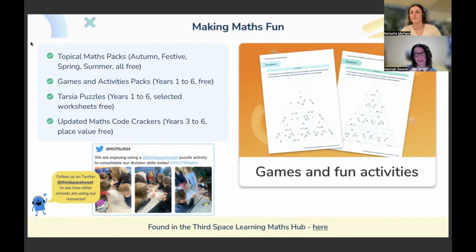So the first one is Tarsia puzzles. You can see these on the screen. They're very simple recap work, fluency work, but the kids love it. It gets them active. They can do it in pairs. They can make their own as well, which is really good fun and can be quite a challenge for some pupils. And then this one is probably my favorite resource that I have ever made.